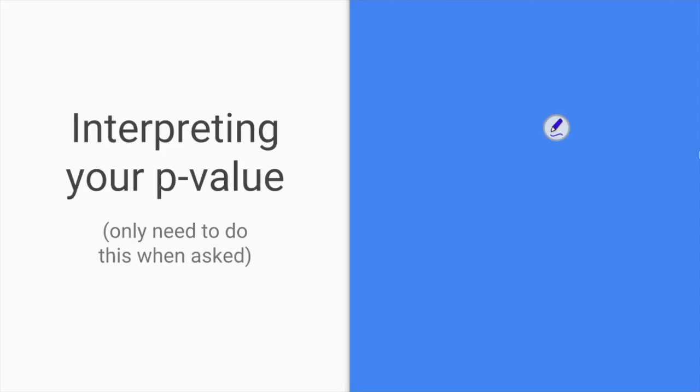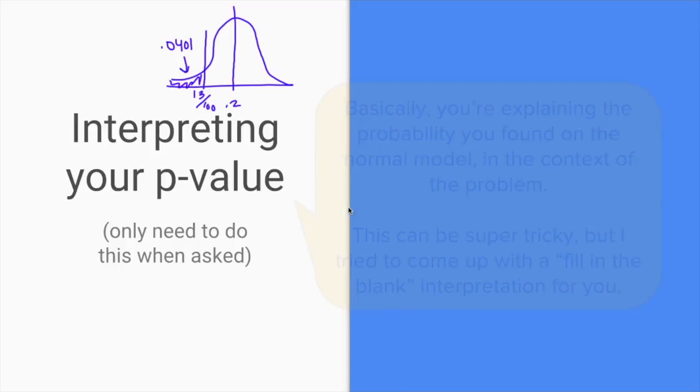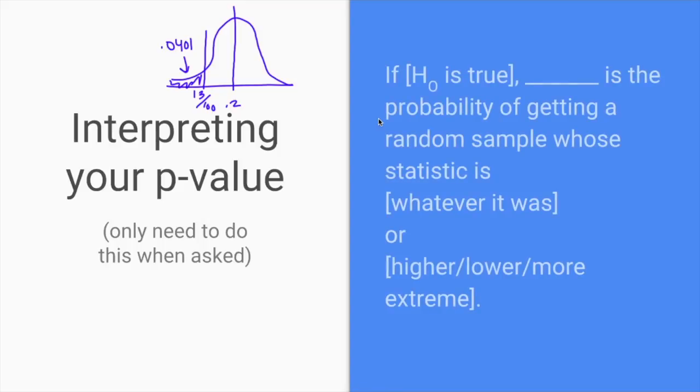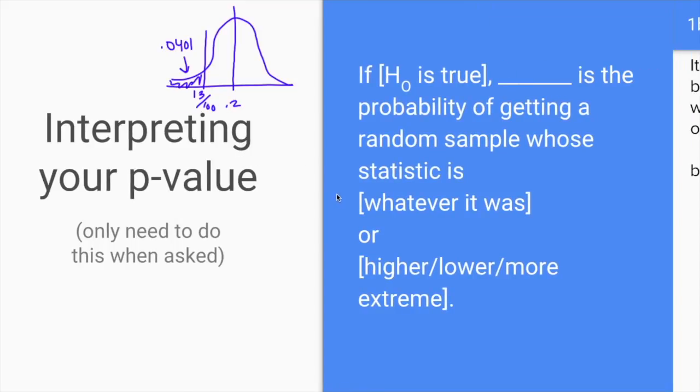So imagine, if you remember, our normal model looks something like this. The mean was 0.2, and we were finding the probability of getting 13 out of 100, or 13%, or less. And for that p-value of 0.0401, we're going to try to interpret what it looks like on the normal model. It's kind of a hard thing to do, to put the words in the right places sometimes, so I have a little fill-in-the-blank sort of explanation here, but I think it's going to make more sense if we go straight to our example.